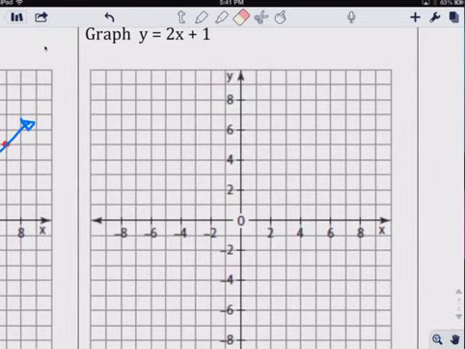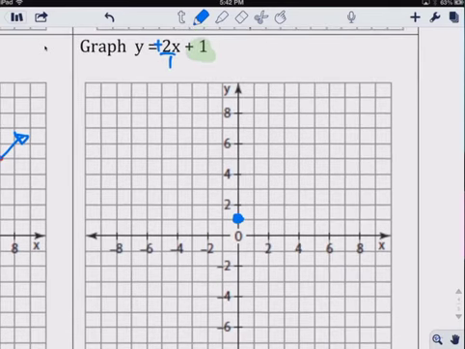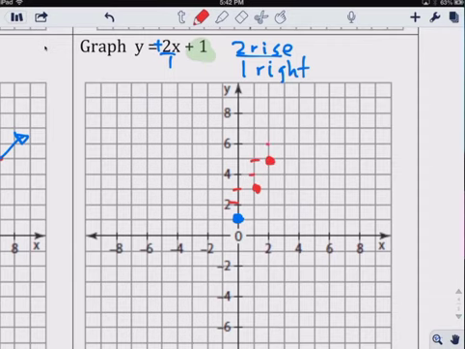Okay, so here the y-intercept is 1, right here. And then your slope is 2 over 1. That means because it's positive, it goes rise 2, run 1 to the right. So from that point, you rise 2, run 1 to the right. Rise 2, run 1 to the right. Rise 2, run 1 to the right. Down 2, 1 left. Okay?